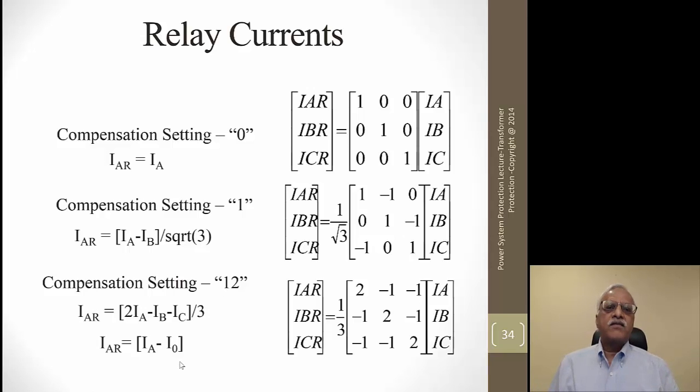Why is this required? Because in a Wye transformer, the zero sequence currents are not the same on both sides. You want to use a delta connected CT. We could have used either compensation setting of 1, or if you use the same Y connections, then you have to remove the zero sequence using this.